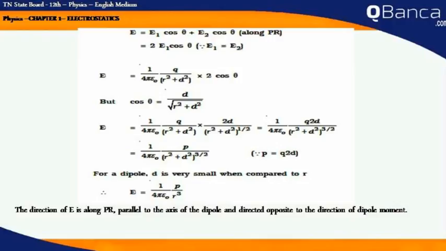For a dipole, d is very small when compared to r. Therefore, d can be eliminated. E is equal to 1 by 4 pi epsilon naught p by r cube. The direction of E is along PR, which is parallel to the axis of the dipole and directed opposite to the direction of the dipole moment.